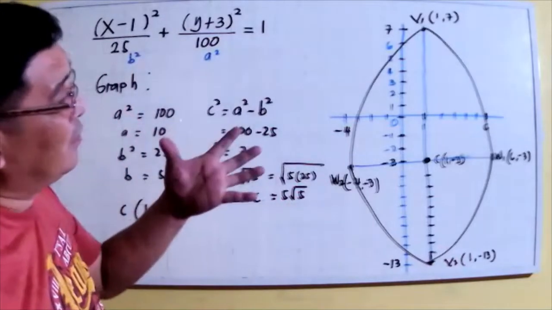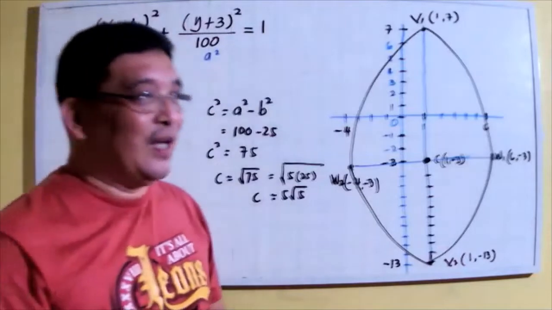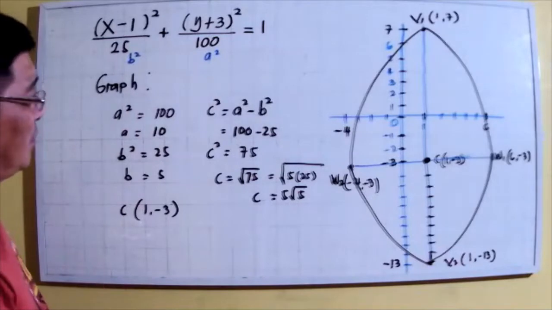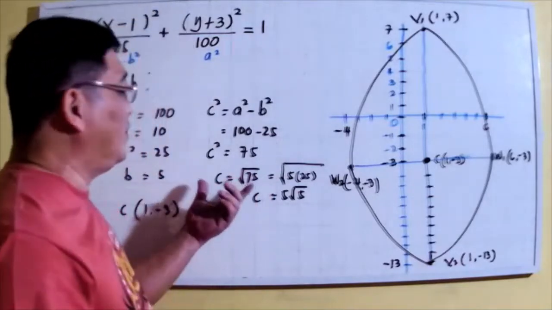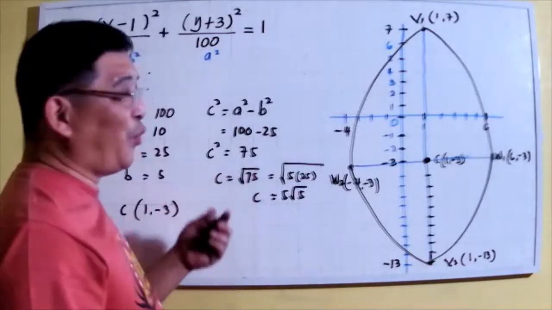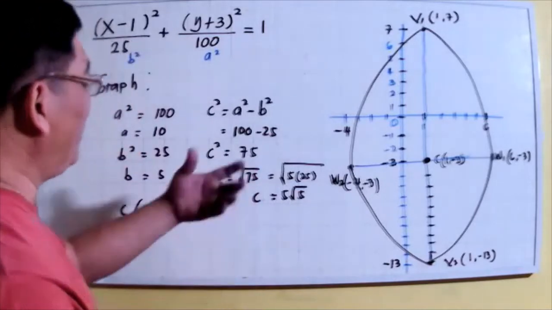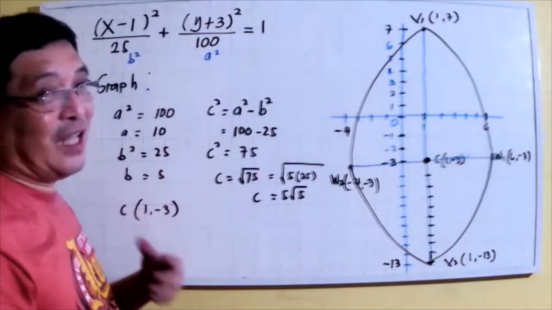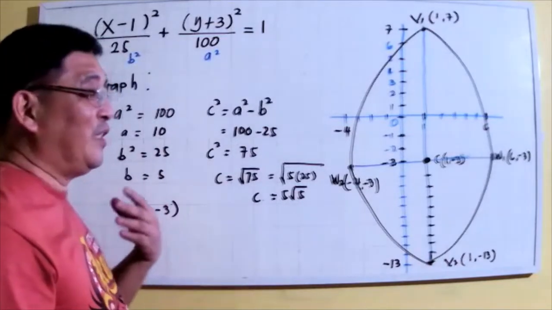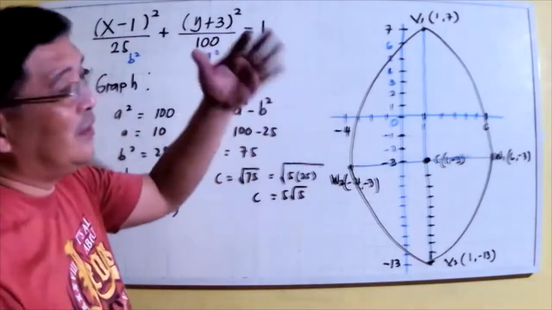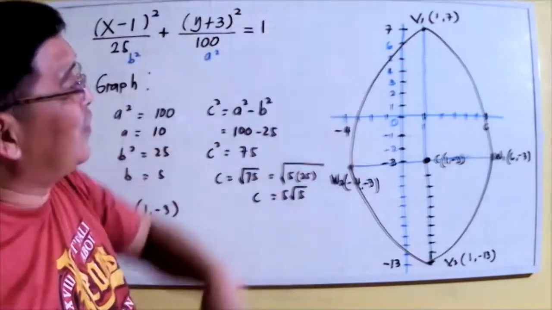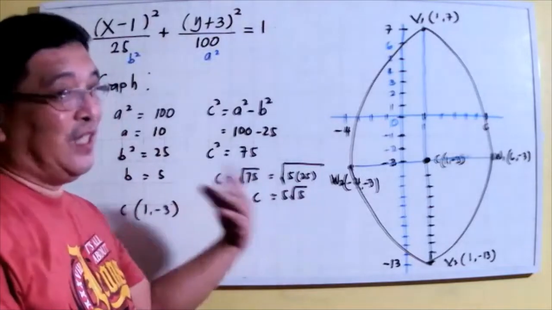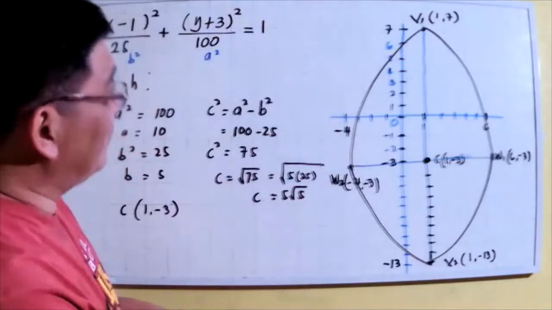So, we have our ellipse with the vertical as the major axis. Nasaan yung ating focus? Focus is distance c, square root of 75. So we're going to look at the square root of 75 on the calculator. It's somewhat like 8 point something, 8.6, 8.65. So we're going to locate the focus along the major axis. That is 5 square root of 5 or 8.6, let's say 8.6 or 8.65.